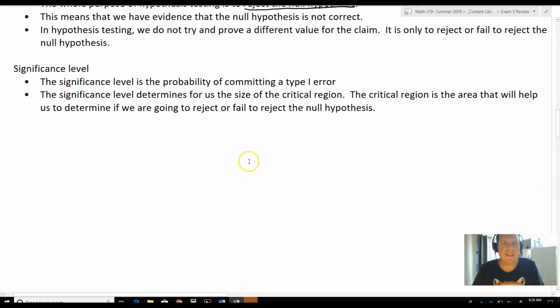All right, next, the significance level. The significance level is the probability of committing a type 1 error. We have a name for it. We're going to call it alpha. That's our significance level. The significance level determines for us the size of the critical region.